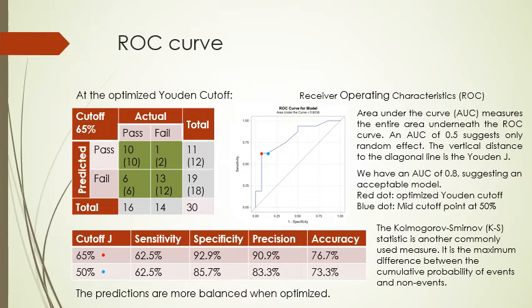The confusion matrix at the cutoff optimized at the Youden index is shown in the next slide. In the table, the values in the parentheses are the values when the cutoff is 50%. At the optimized cutoff of 65%, one student in the false positive is now predicted to be negative. The specificity increases from 86% to 93%, while sensitivity remains the same. The Youden index in this case is 55%.